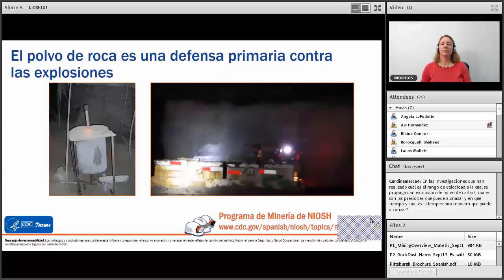to the rock dust? There are a couple different additives that you can use to treat the rock dust. One is stearic acid.